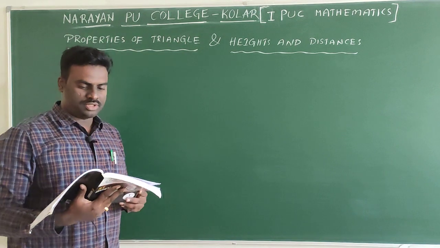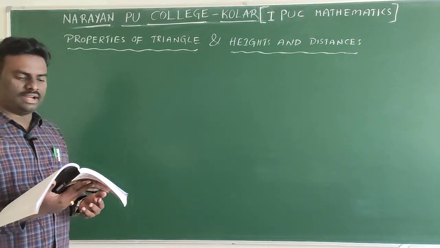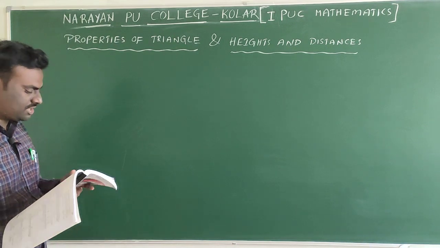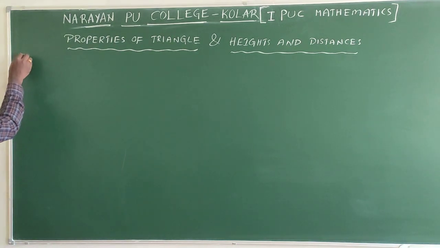In previous session we started properties of triangle and heights and distances. We completed up to question number 10. Now I will start from question number 11.